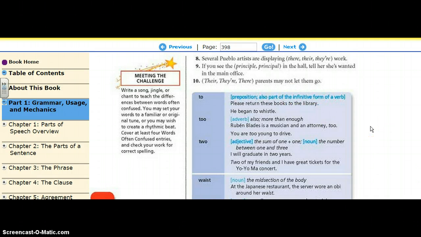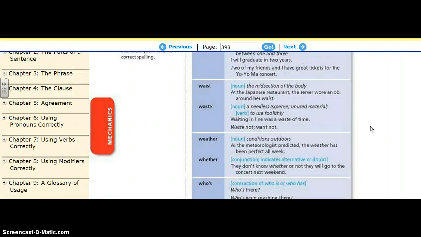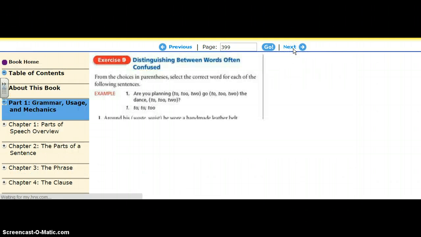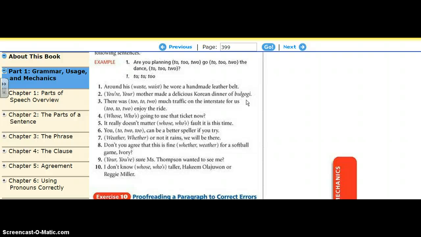On page 398, we have the 3 different versions of to. We have the homonyms for waste and weather, whose and whose, and your. And then on page 399, under exercise 9, please use the evens to show me that you know the difference between the homonyms. We will skip exercise 10.